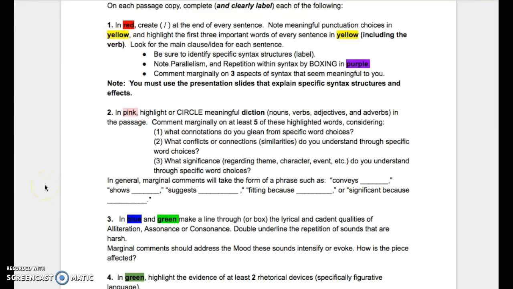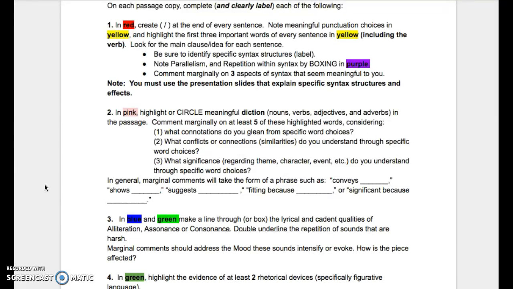We're going to add this to your module, but it tells you to create a slash mark at the end of every sentence and to note meaningful punctuation choices in yellow. You should also highlight the first three important words of every sentence in yellow, including the verb. As you're going through the first paragraph or two paragraphs, you should be identifying the specific types of syntax that the author has used. You should also note any parallelism, repetition in the syntax. You'll see that in the form of anaphora, epistrophe, phrases that are repeated in parallel structure, and that you should box in purple.